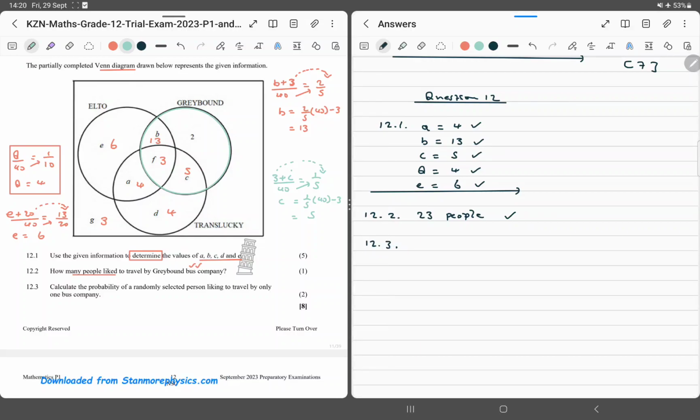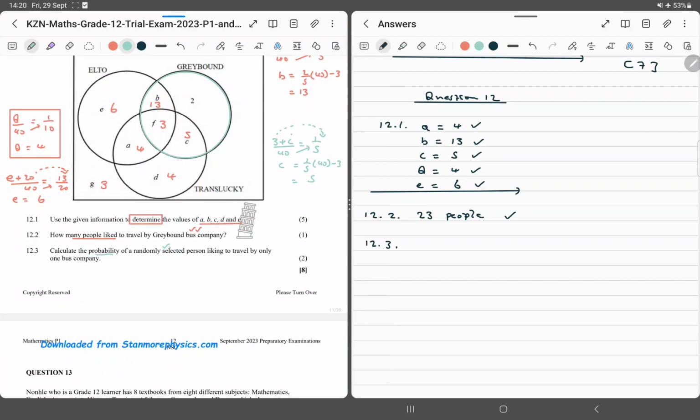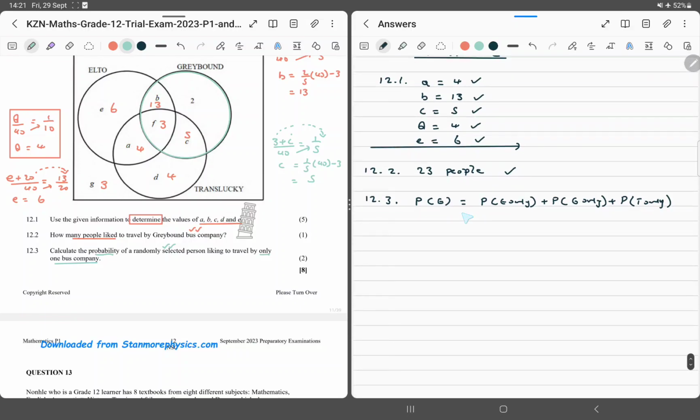So we've got 12.3. It says now calculate the probability of a randomly selected person liking to travel only by one bus company. So it is either E over the total, or 2 over the total, or D over the total, just one bus company. So it's just those 3. I will just say the probability of the event. It's either going to be the probability of E only plus the probability of Greyhound only, or plus the probability of the Translux only. This is equal to now E only, which is L2 only, is 6 over 40, that is the probability, plus.